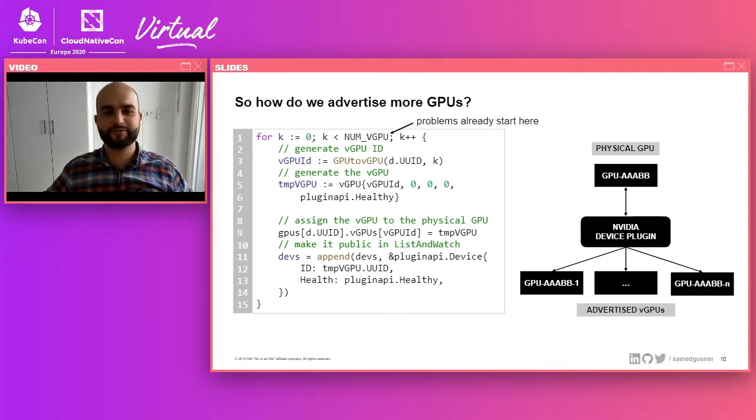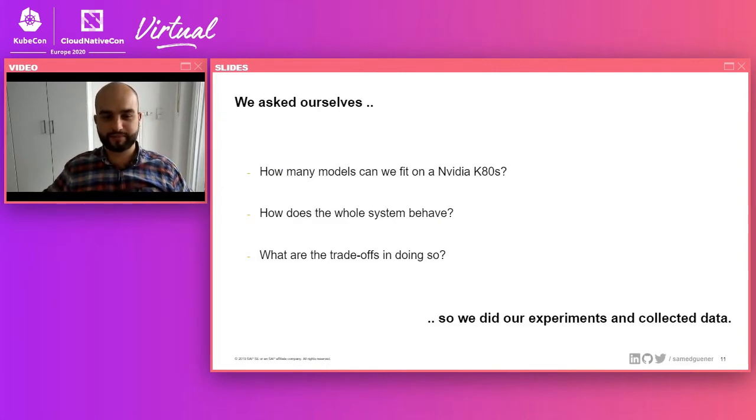It already starts with a problem: how many vGPUs can we or shall we provision per GPU? How do we set the limit? And are there any boundaries with regards to the cores and GPU memory? So we asked ourselves the following questions. How many models can we fit on an NVIDIA K80? We are running our machine learning inference models on a K80.